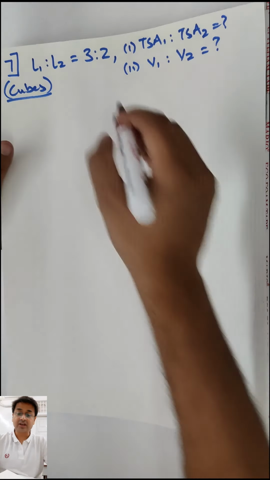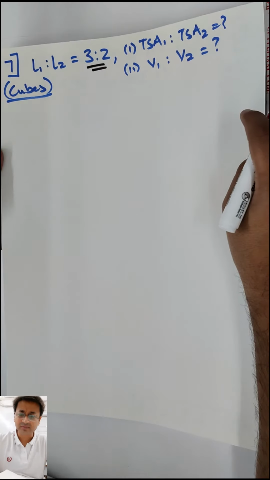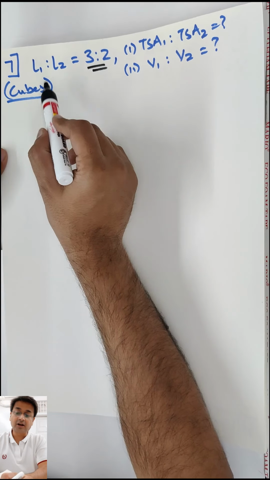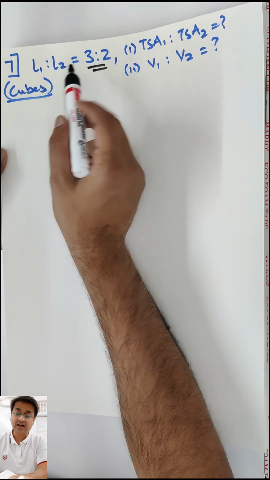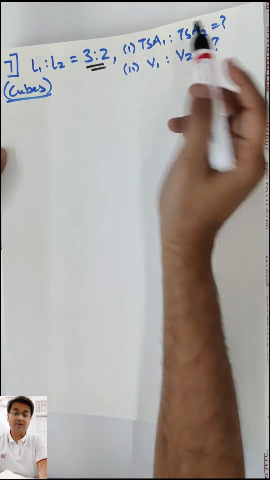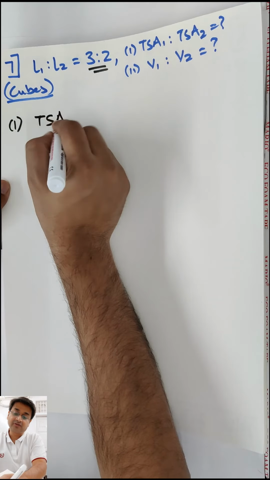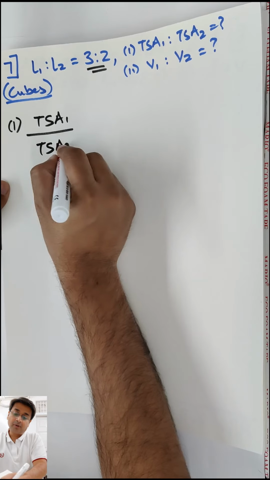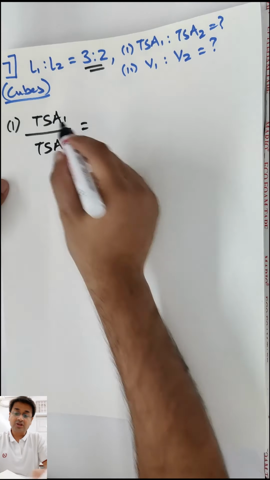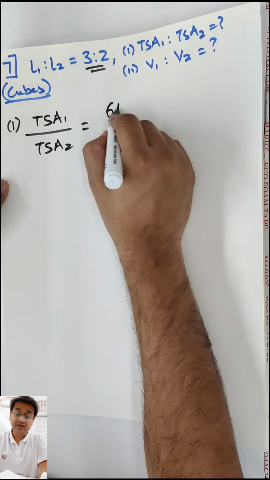Sum number 7 has no values except for this ratio, but it's a very simple sum, trust me. They say that there are two cubes whose lengths are in the ratio 3:2. Find the ratio of their surface area and the volume. So first one, total surface area 1 upon total surface area 2. So what's the formula for total surface area?